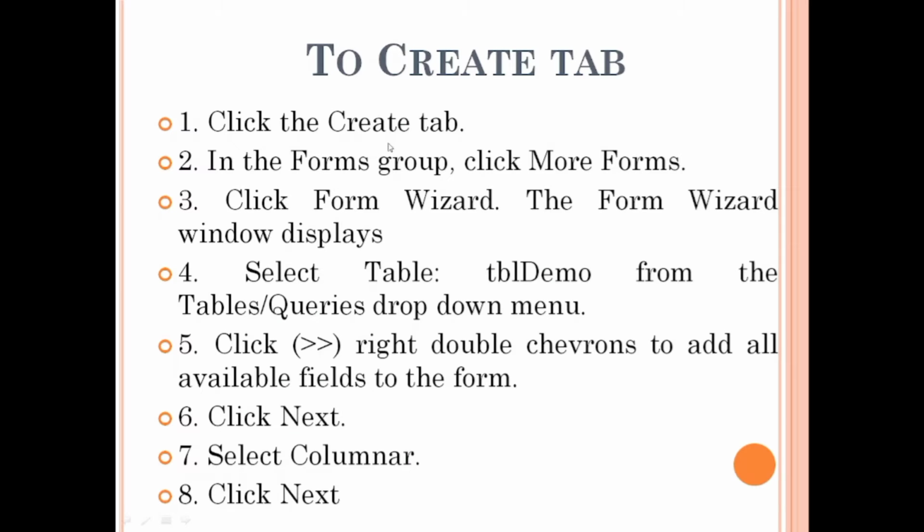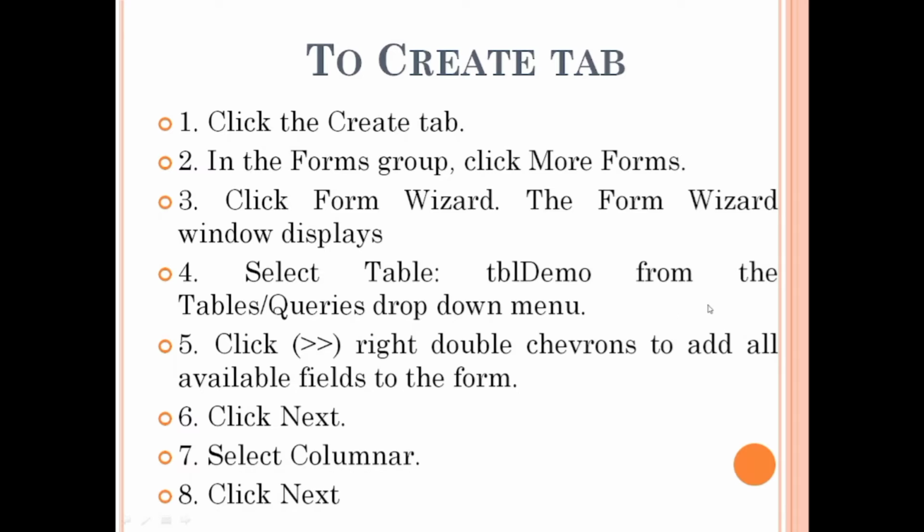So here are a few steps that you have to follow to create the form. First, click on the Create tab. Then in the Forms group, click on the More Forms option. Then in the third step, click on Form Wizard. The Form Wizard window displays. Then select the table TB1. It depends upon your choice for which table you want to create the form.